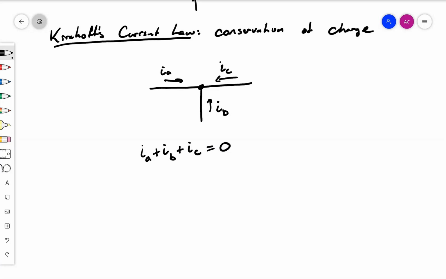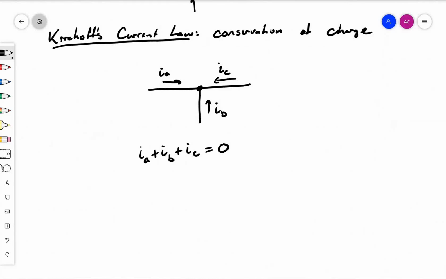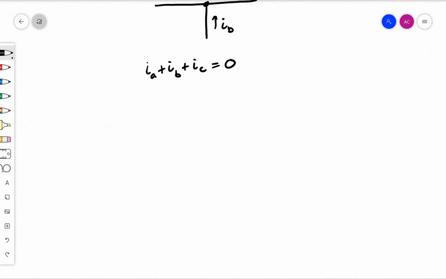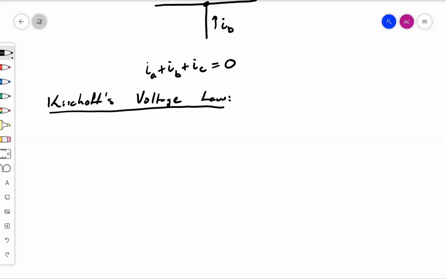Now that we've talked about Kirchoff's current law, which is also called KCL, and you'll hear me call it KCL, we can talk about Kirchoff's voltage law. Similarly to KCL, this one's also called KVL. KVL is the conservation of energy, right? Because we can't just create energy out of nowhere. It has to come from somewhere and it has to be used up somewhere.